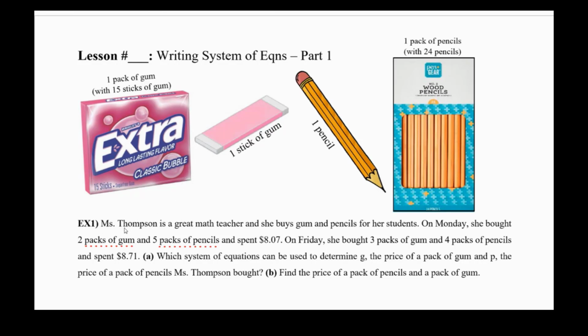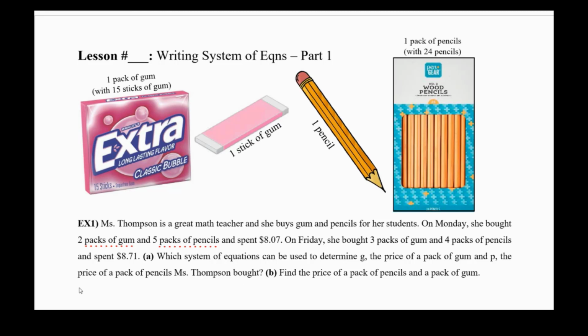So in this example, we have Miss Thompson is a great math teacher and she buys gum and pencils for her students. On Monday, she bought 2 packs of gum and 5 packs of pencils and spent $8.07. On Friday, she bought 3 packs of gum and 4 packs of pencils and spent $8.71. Which system of equations can be used to determine G, the price of a pack of gum, and P, the price of pencils that Miss Thompson bought? Find the price of a pack of pencils and a pack of gum.